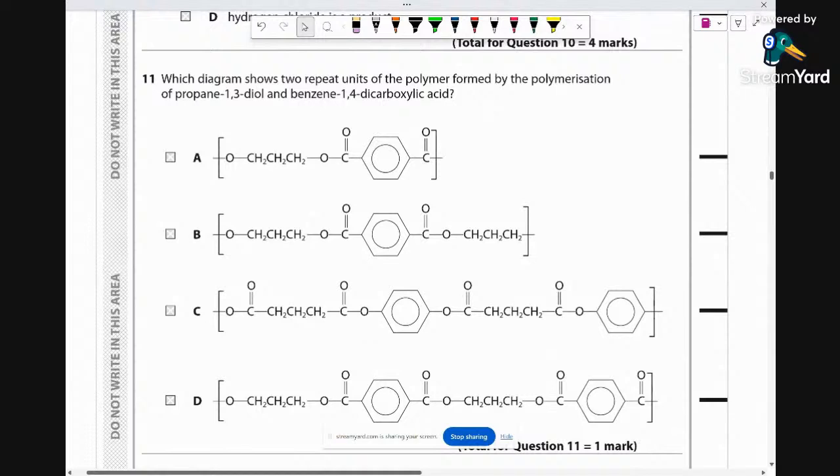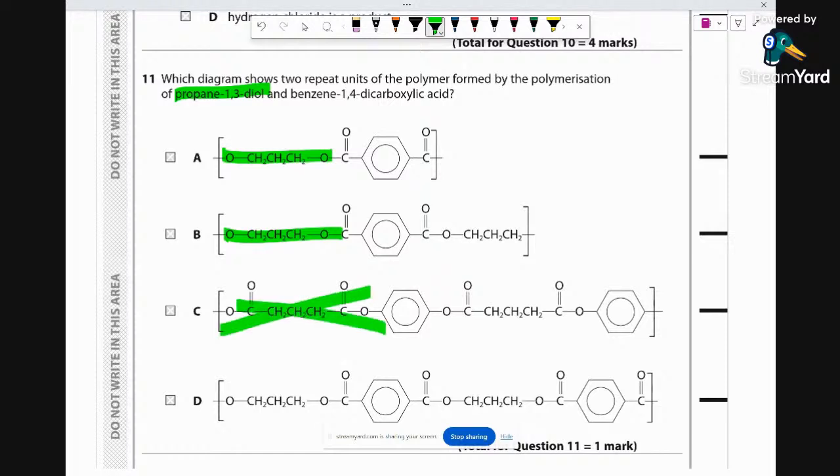Which diagram shows a repeating unit of a polymer formed by the polymerization of propane 1,3-diol and benzene 1,4-dicarboxylic acid? Okay. Right. So let's just break it up. Propane 1,3-diol. That is absolutely correct. That is correct. That's correct. This is not correct. That's pentanoic acid. This is correct. Yep, that's absolutely right. That fits. Okay, so the next thing is, what about the others?